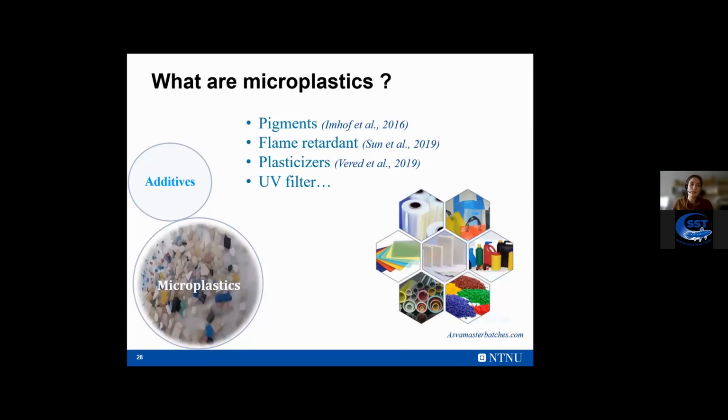And something that is also really important in microplastic toxicity is that when we are manufacturing either micro or bigger plastic items, we are using additives to modify the properties of the plastic itself. So we are adding pigments to get red plastic tubes or blue plastic tubes. We can also use flame retardant, plasticizer, UV filter, whatever, to increase or modify the properties of the plastic. And those additives will also have an impact on the toxicity of the microplastic.